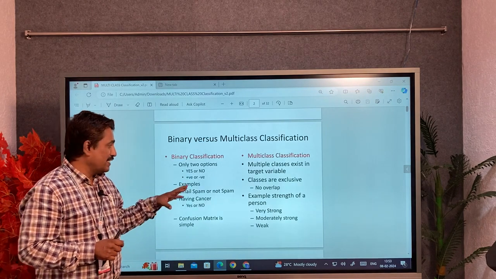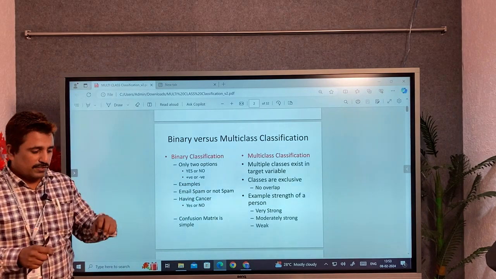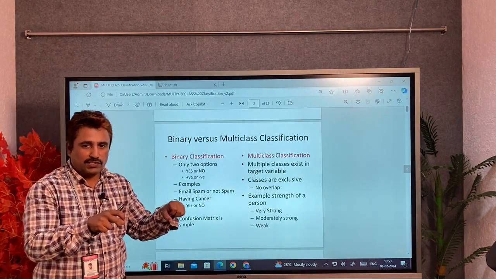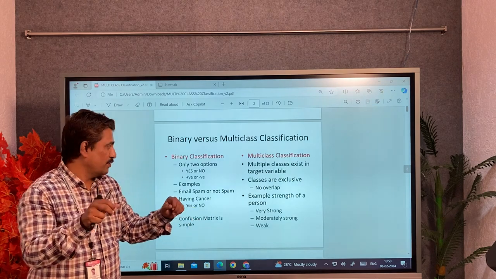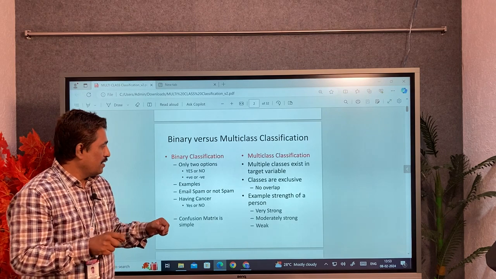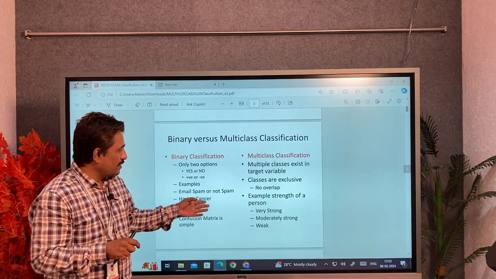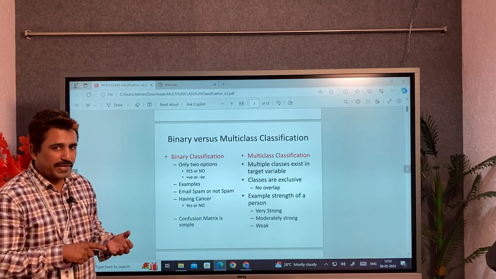We assume that there is no overlap in the classes. For example, we have three classes, class 1, class 2, class 3. There should not be any overlap. They should be exclusive. That means you should not combine two classes together. For example, you take the strength of a person. We can classify that as very strong, moderately strong and weak.